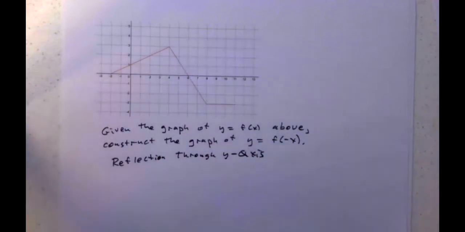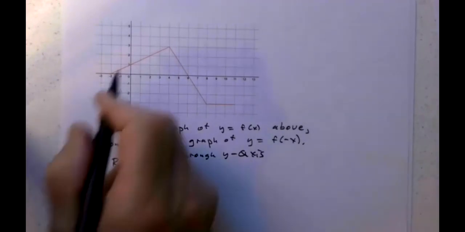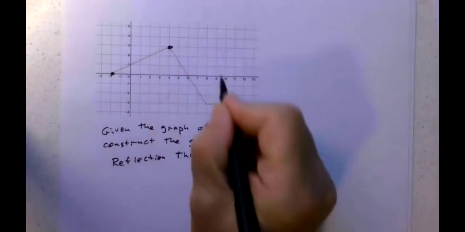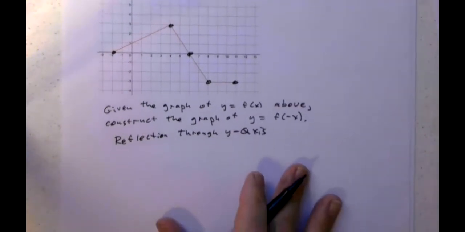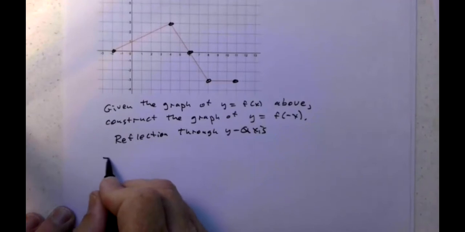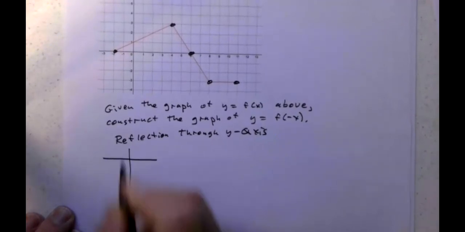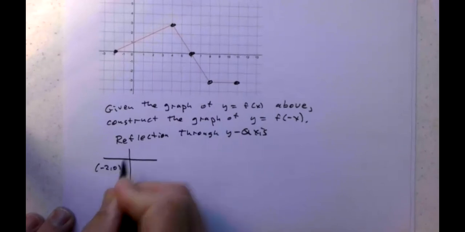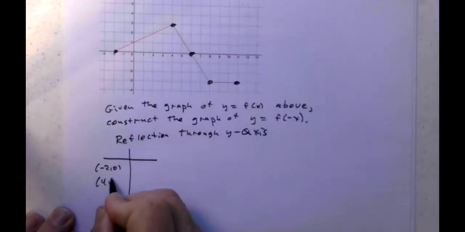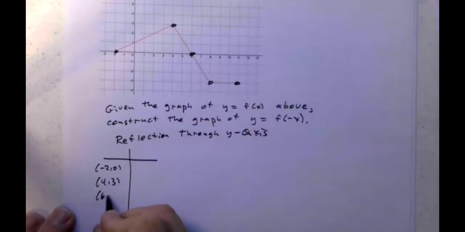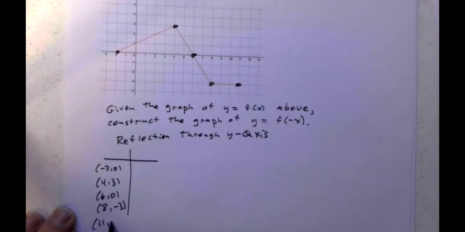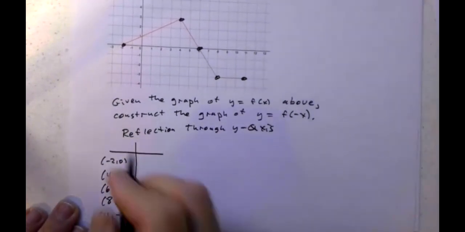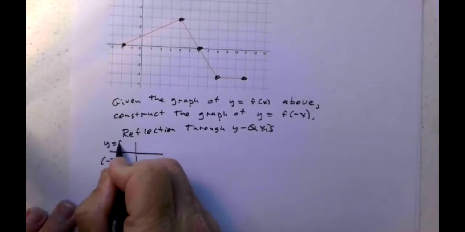So I don't really have enough room here on this page to do it, but you'll notice I have how many points of interest. I have those 5 points. So the points on y equals f of x, what do I get? I get the point -2, 0. I get the point 4, 3. I get the point 6, 0. I have the point 8, -3. And I have the point 11, -3. So those are the points that I have on the line y equals f of x.